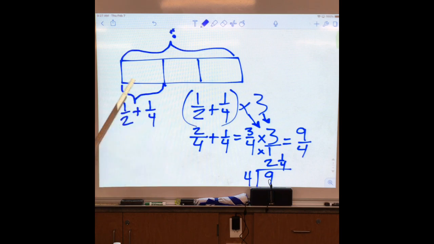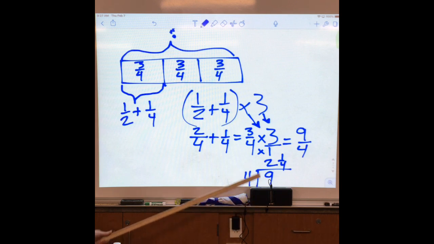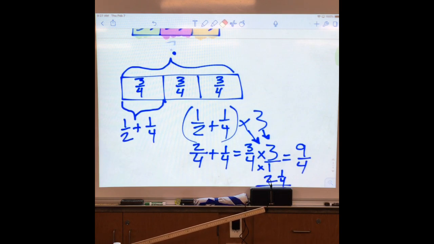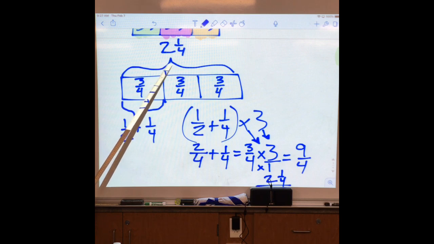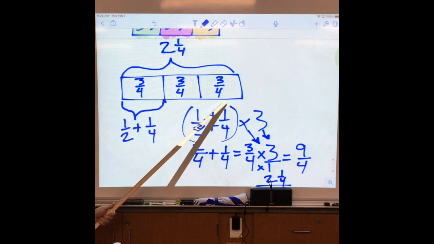So how would that look? How would I load these boxes? I'm loading the boxes up with a 3/4 here, and a 3/4 here, and a 3/4 here. And when we added them all together, we said we ended up with 2 and a 4th, right? So where does that go? That goes on the top where our question mark is. 2 and a 4th. We could have a word problem that says something like, we have 2 and a 4th fabric. We're going to cut it up into 3 equal sections.